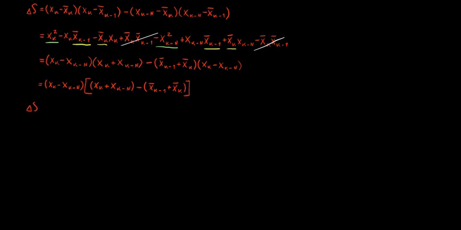So the simplified expression for delta S when the window is full is the difference between our current and oldest measurement times our current measurement plus our oldest measurement minus our previous average minus our current average.